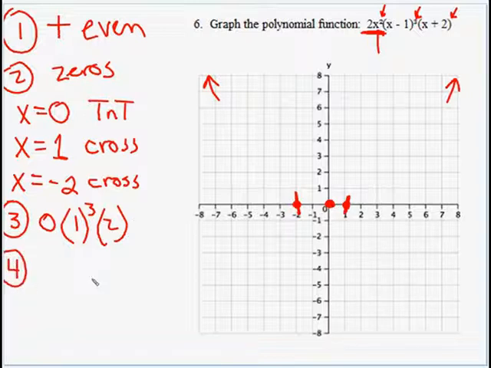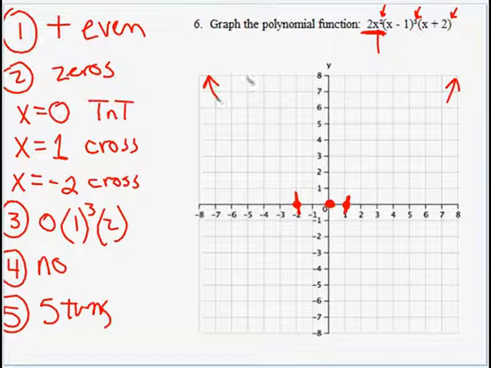Number 4, symmetry. Just looking at the x-intercepts here, we do not have x or y-axis symmetry or origin, so no symmetry. For number 5, if it was a 6th power function, we should have 5 turns when we graph. Let's see if everything works out.